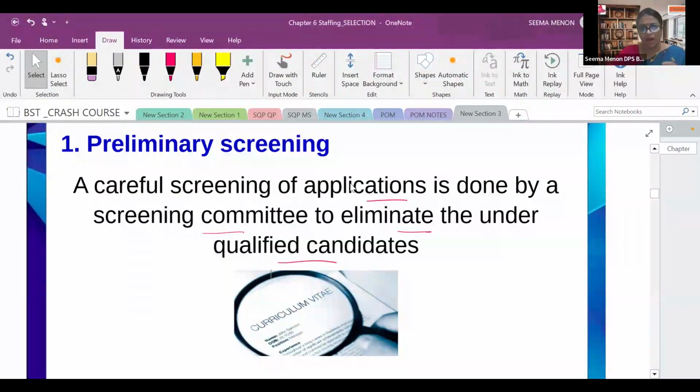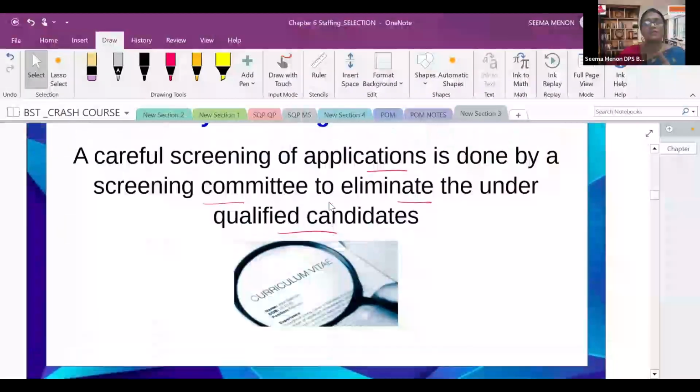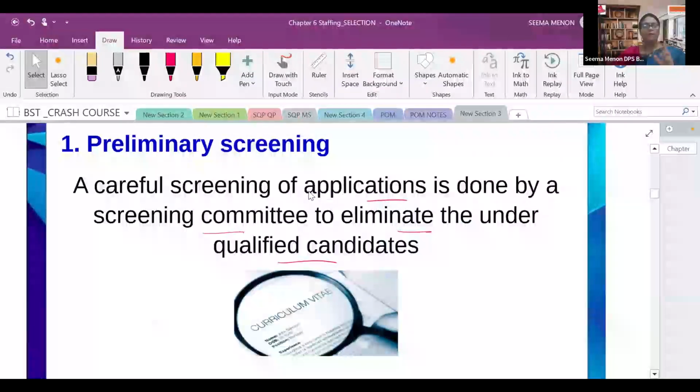In many books, the second one, selection test, is given first. That is wrong. You have to start with, as per the NCERT book, preliminary screening. So what is the keyword? Elimination. That is the only thing. So who will be eliminating? Screening committee. Whom will they eliminate? Underqualified candidates. From where? From the applications received. These 4 keywords you should remember. Then there is nothing to explain.